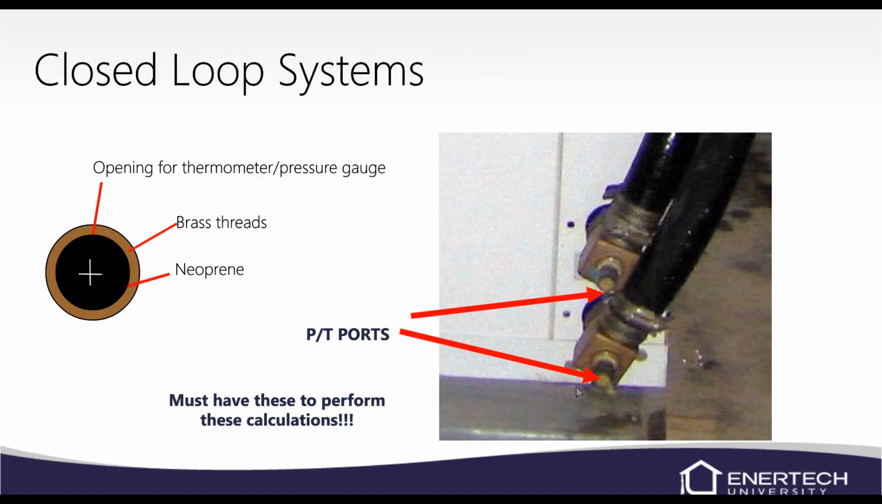PT ports, they're super important. If they don't install them on the initial installation, there's no way to establish water flow on a pressurized system. The only way to do it is to disconnect one of the lines and drain it into a 5 gallon bucket and see how long it takes. And that's really not a good way of going about doing it. So when in doubt, install pressure temperature ports. We have hose kits where the fittings at the unit will come with them. So I would always recommend to get those fittings with the pressure temperature port with them.